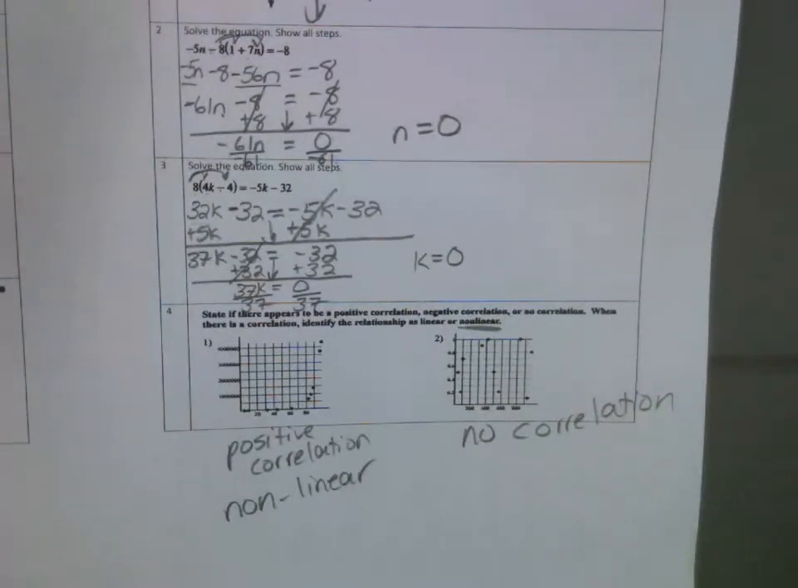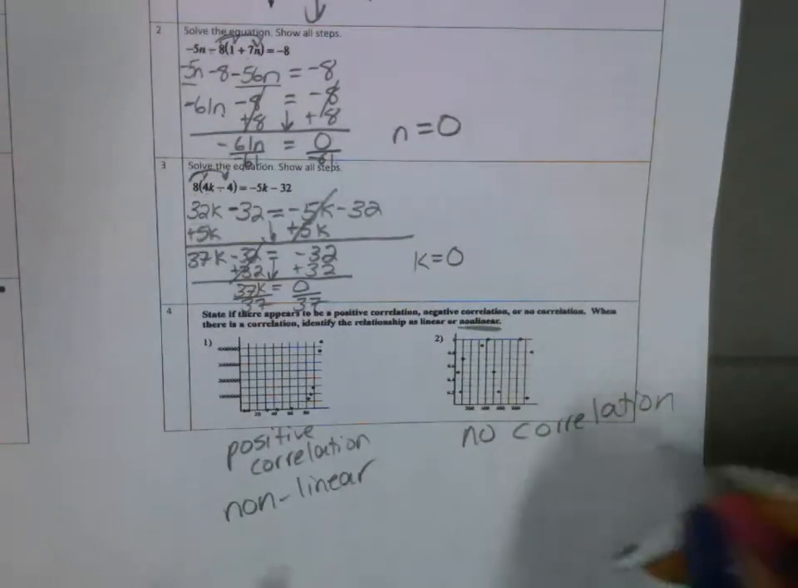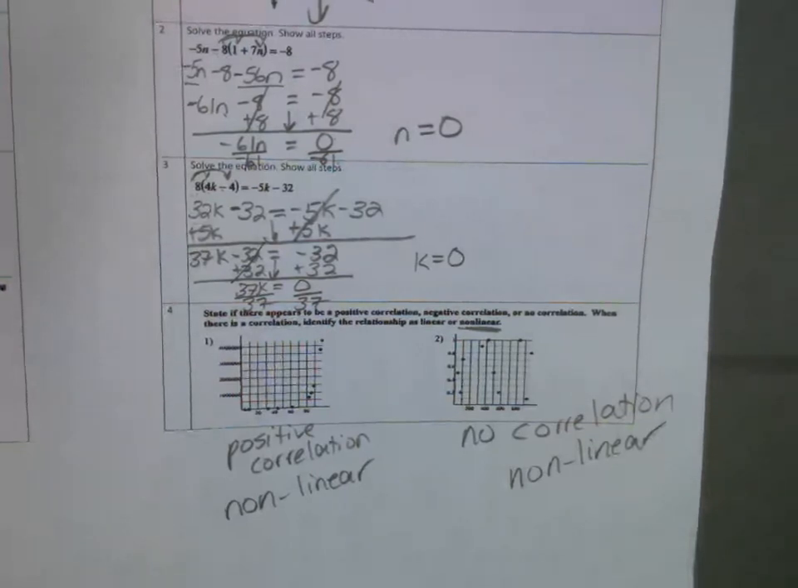Okay. All right, good people. This is the end of it. And of course, this is non-linear because the points are everywhere. It doesn't even have a linear format to it. It's not even sort of straight. So if it's not sort of straight, it's non-linear. Okay? All right, good folks. That's the end of that one.